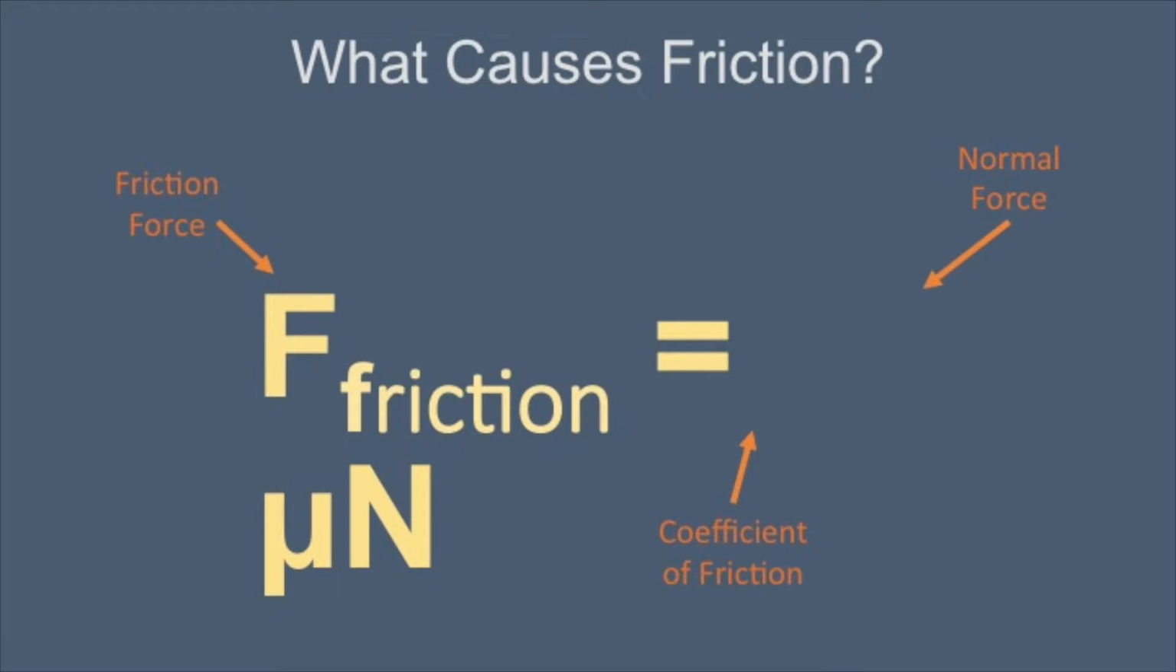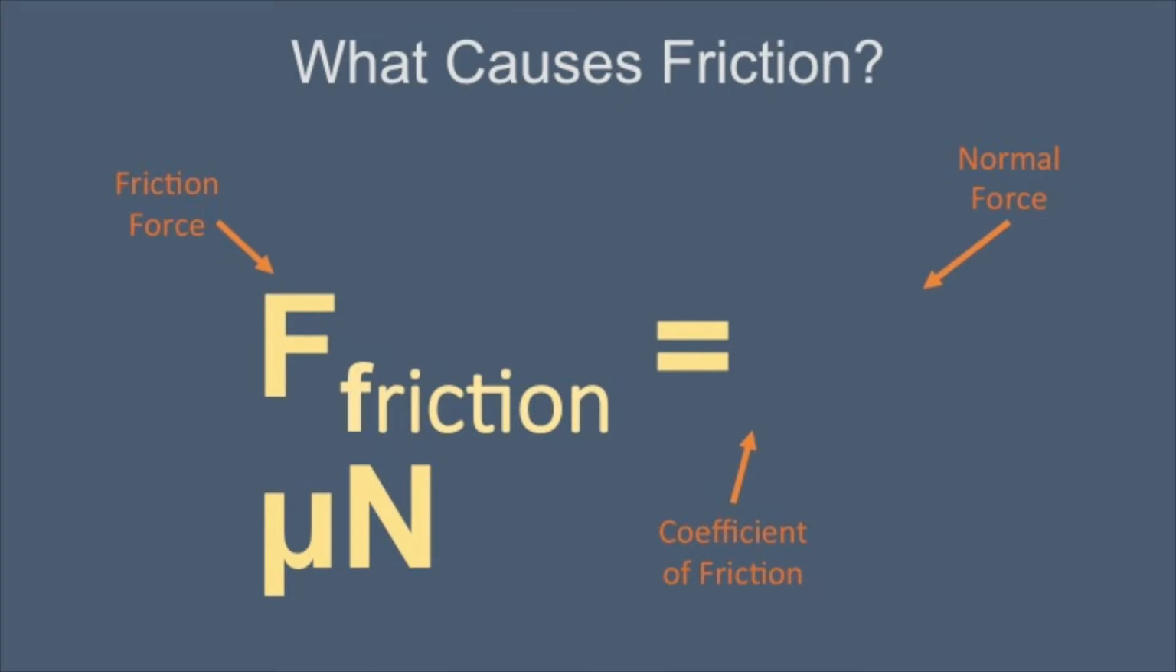Friction depends on two things, the coefficient of friction and the normal force. Normal force can be described by when two objects touch, they exert a force on each other. In this example, there is the weight of the person on the ground, and the ground then exerts an equal and opposite force back on the person.